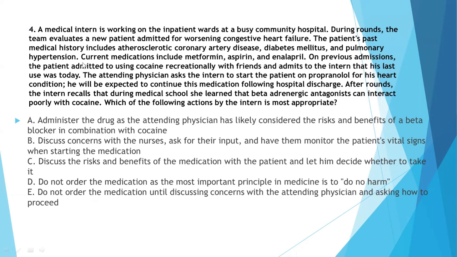On previous admissions, the patient admitted to using cocaine recreationally with friends, and admits to the intern that his last use was today. The attending physician asks the intern to start the patient on a beta blocker for his heart condition. He will be expected to continue this medication following hospital discharge. After rounds, the intern recalls that during medical school, she learned that beta-adrenergic antagonists can interact poorly with cocaine. Which of the following actions by the intern is most appropriate?